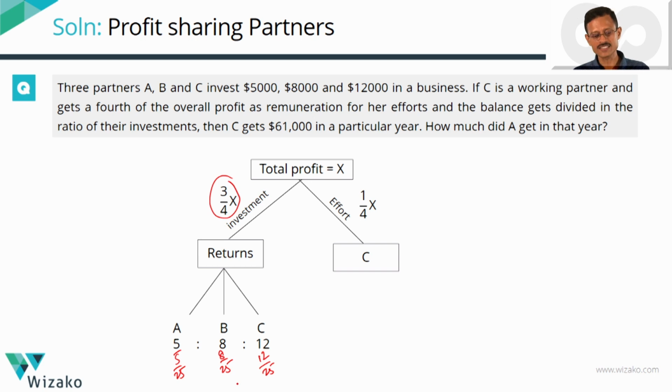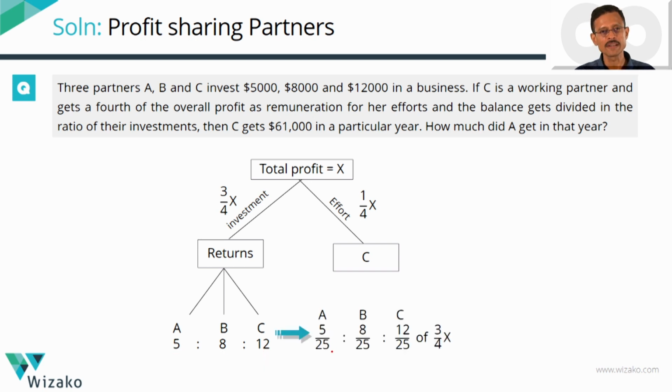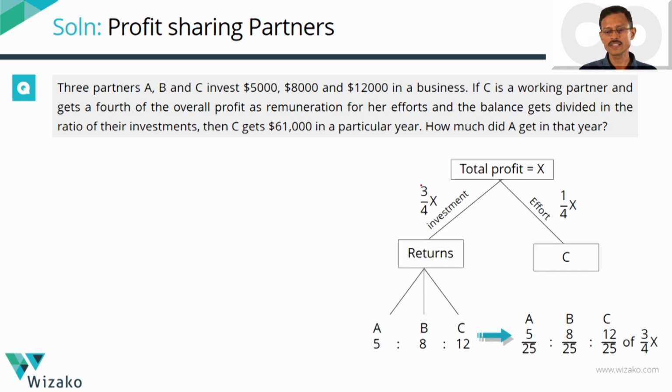So we'll capture it in the next slide. A takes home 5/25, B takes home 8/25, C takes home 12/25 of what? Of this 3/4 of the profit. What all does C take home? C takes home a remuneration component and C also takes home a share of the profit. This total is going to be equal to $61,000. If we solve this, we'll get the value of X. So let's just do that in the next one.